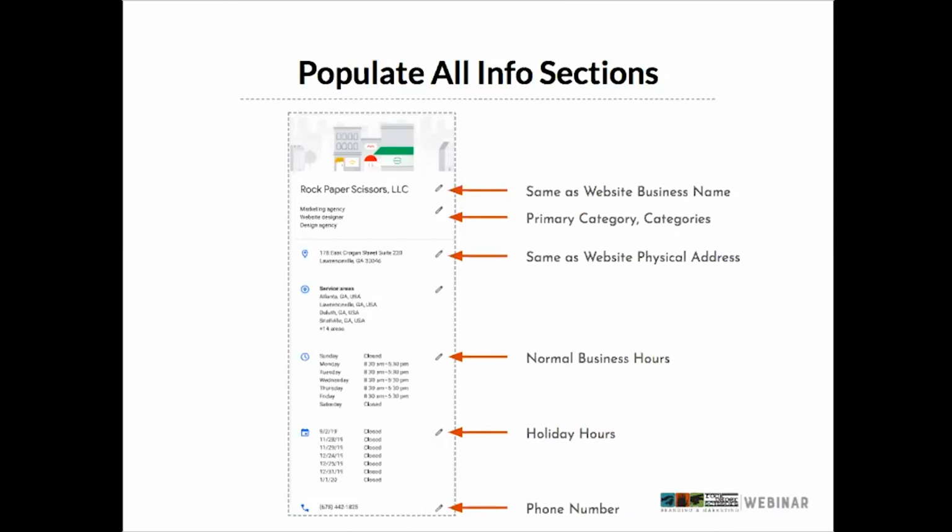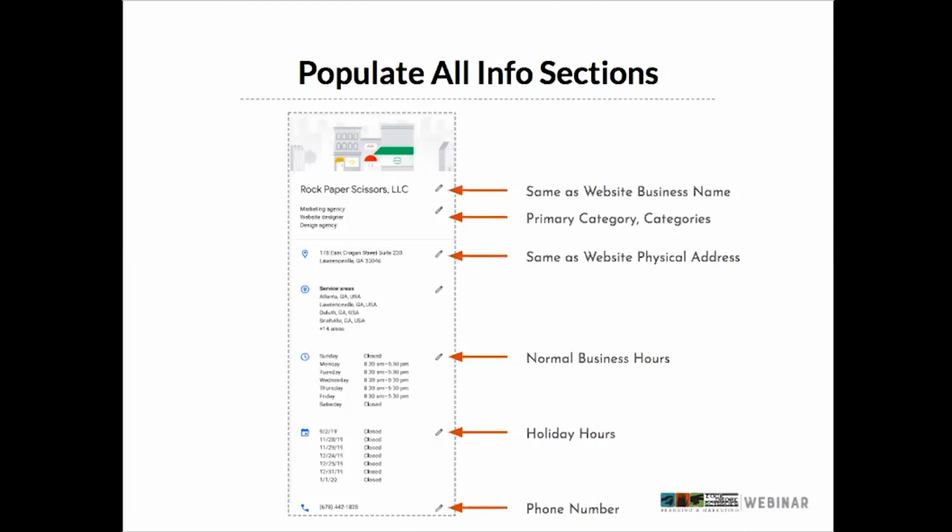Then you'll put in your address. Once again, make sure that if you abbreviate suite on your website, abbreviate it on Google My Business. Same thing with street or zip code or anything like that. Just make sure word for word, period for period, comma for comma, it's all the same.